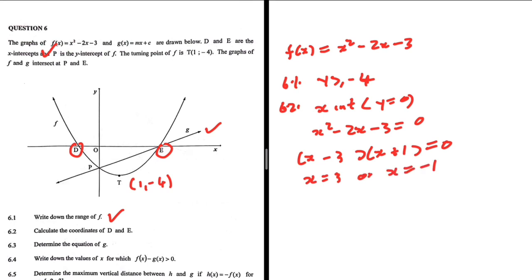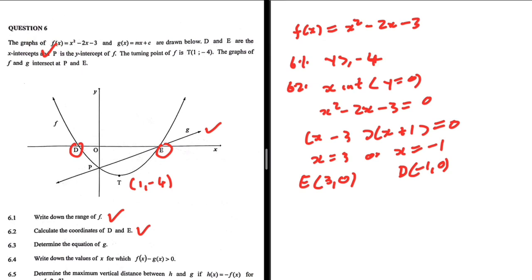The question asked for the coordinates of D and E. So if you leave it like this, you are losing some marks. D is negative 1 and 0. While on the other hand, we have E. E is 3 for the x value and 0 for the y value. So there you go. We have the coordinates of D and E.